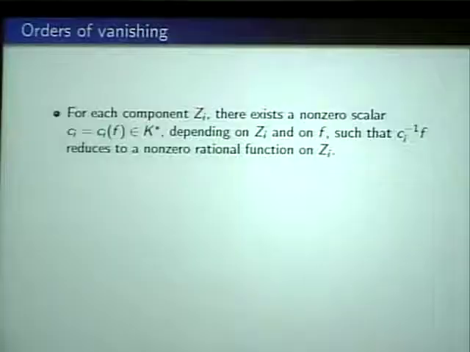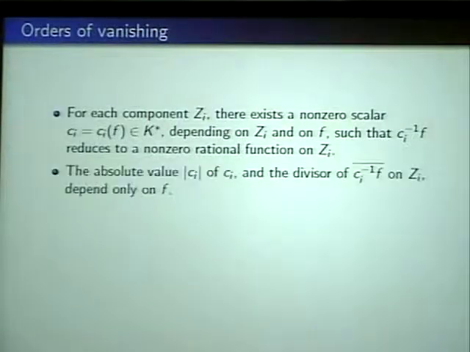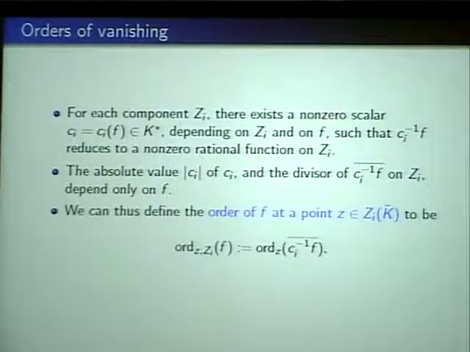At least, well, Ci is not uniquely determined, but the absolute value of Ci is well determined. And then the divisor of what you get on Zi is well defined. So if I take this suitably rescaled version of f and I specialize, I reduce it modulo the maximal ideal, and now I can look at the zeros and poles of that thing on the component Zi, and this actually makes sense. So you can define the order of a rational function f at a point of the special fiber to be the order of vanishing of this reduced rational function once you've rescaled.